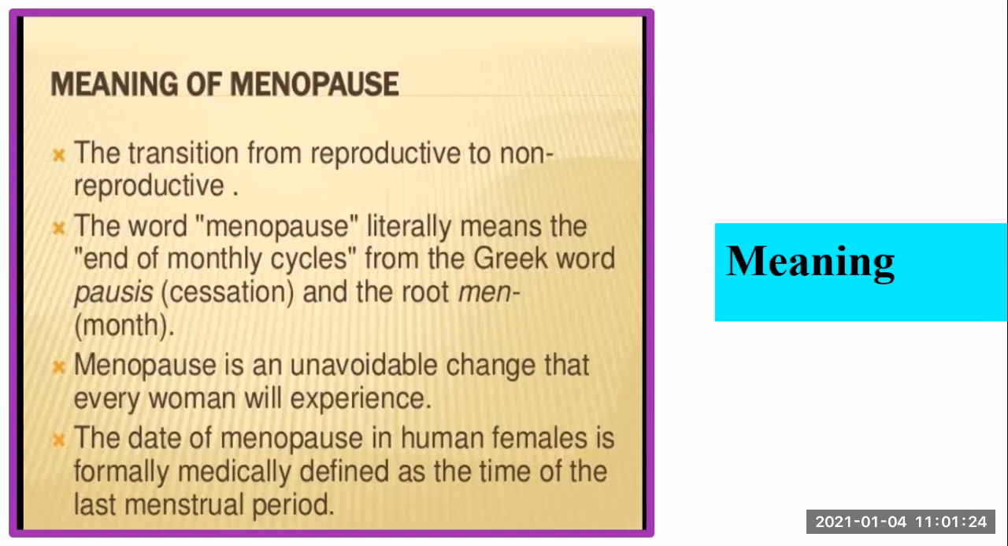So completely non-reproductive. The word menopause literally means the end of monthly cycles, from the Greek word pausis, meaning cessation, and the root meaning month. Menopause is an unavoidable change that every woman will experience. Definitely, each and every woman has to experience this. The date of menopause in human females is formally medically defined as the time of the last menstrual period.